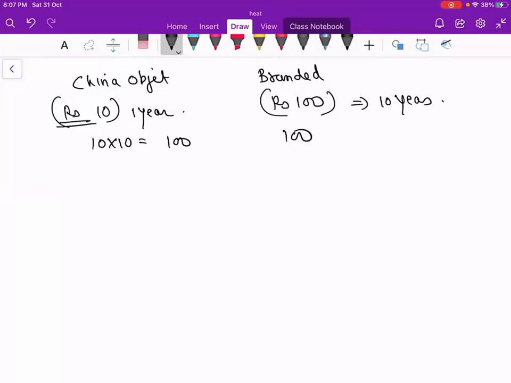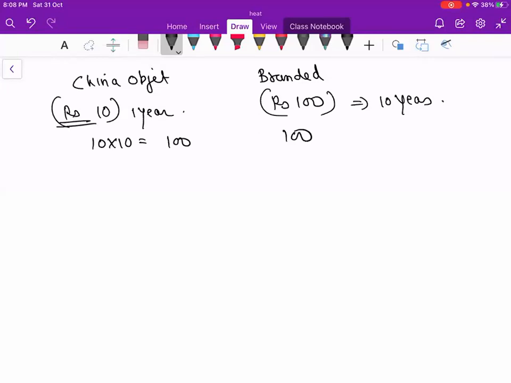Everyone getting what is economically same means? Everyone getting this point or not? What is economically same? Okay. Fine. Yeah.